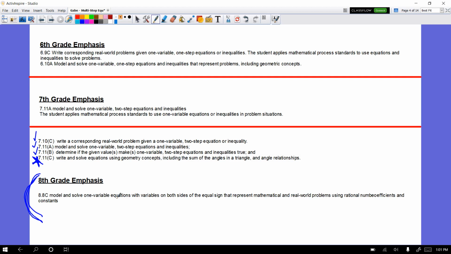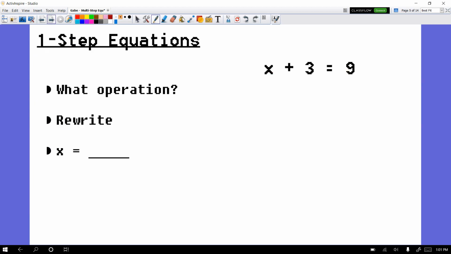So we have equations with variables on both sides. So far, we have checked off almost everything as it relates to equations. Just to start as a review, again, you can't hear it too many times. You see the equal sign. That's where the problem gets divided in half. So what operation is it? Plus 3. There's only one thing with an operation. We do its opposite.